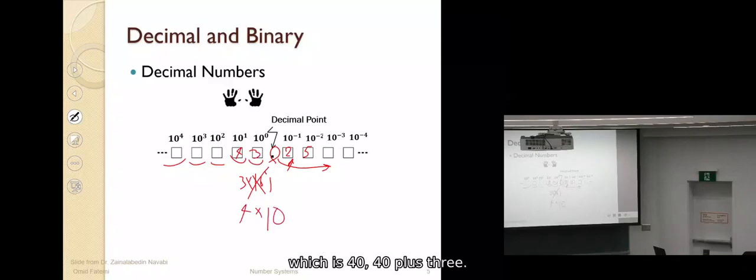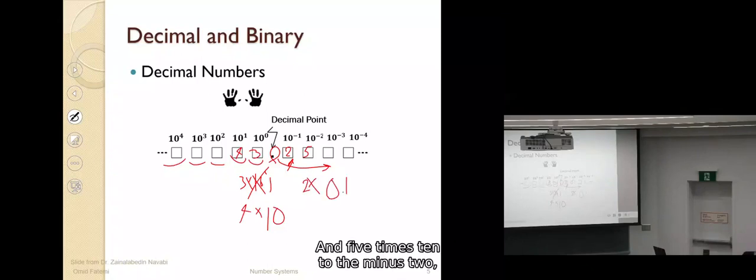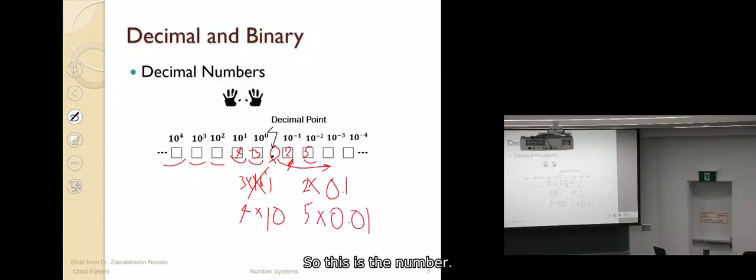4 times 10, which is 40. 40 plus 3. And at the fraction part, it is 2 times 10 to the minus 1, which is 0.1. And 5 times 10 to the minus 2, which is 0.5 times 0. So this is the number.